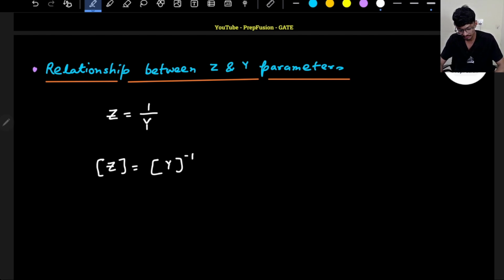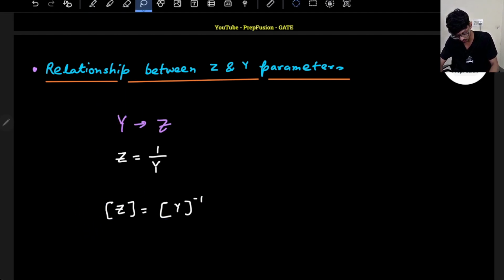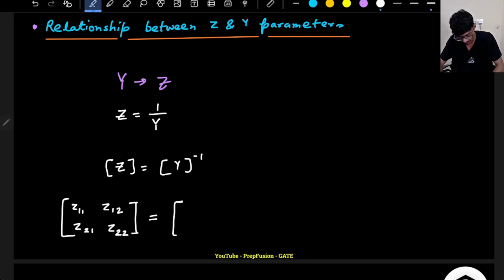Or vice versa. So if I want to go from y to z, this is the conversion that we need to do. Basically I can say, what is my z matrix? The z matrix consists of z11, z12, z21 and z22. And what does the y matrix consist of? The y matrix consists of y11, y12, y21, y22.